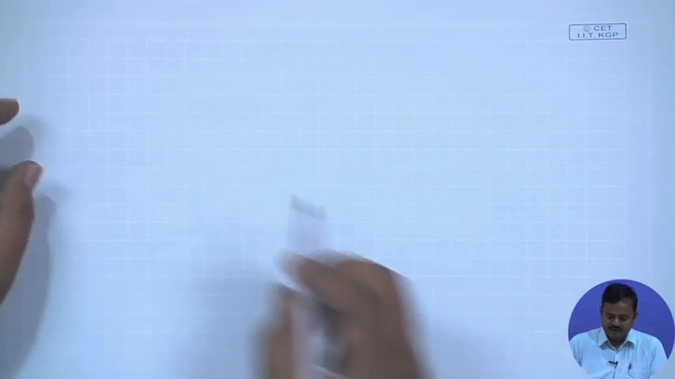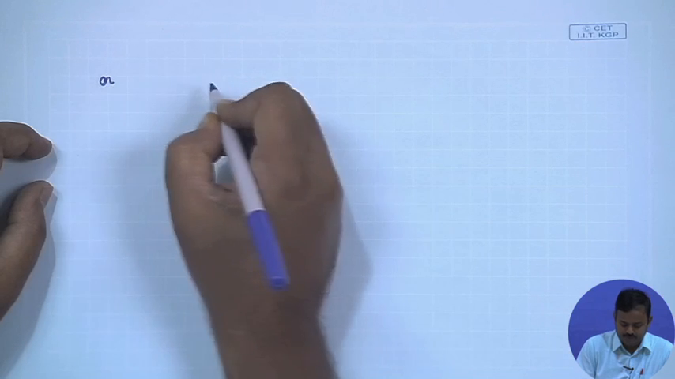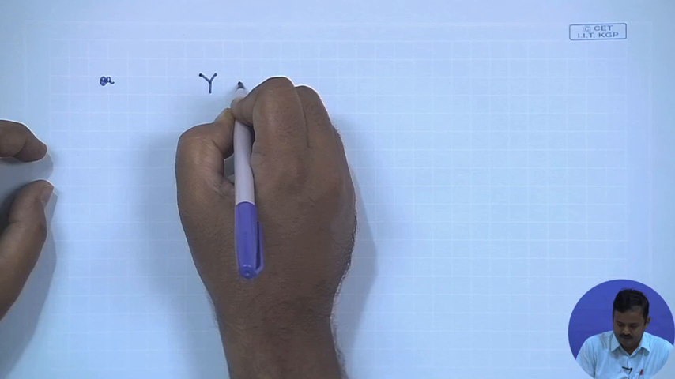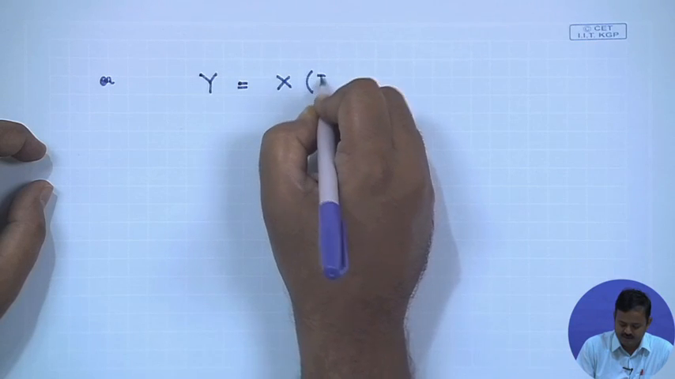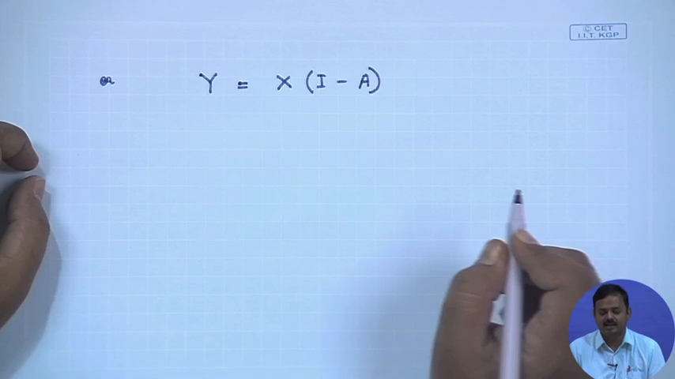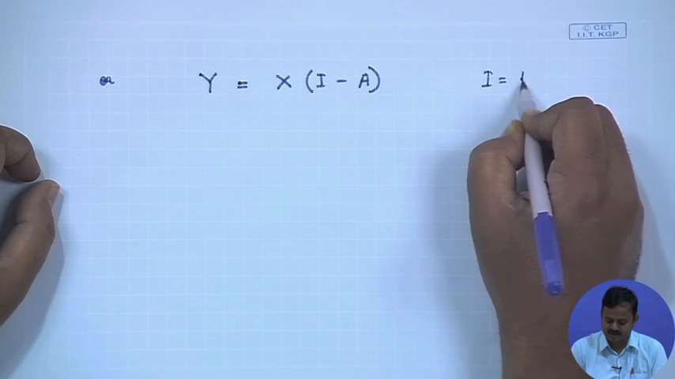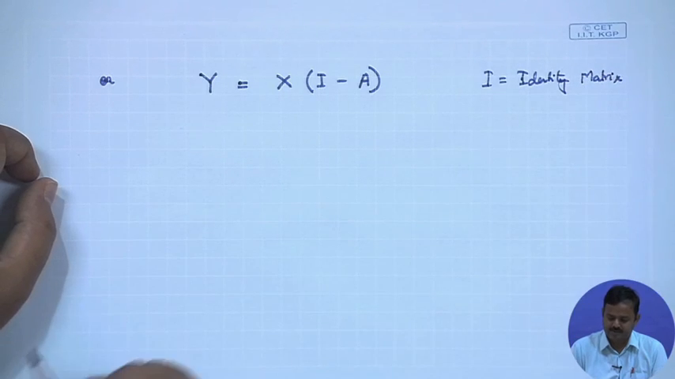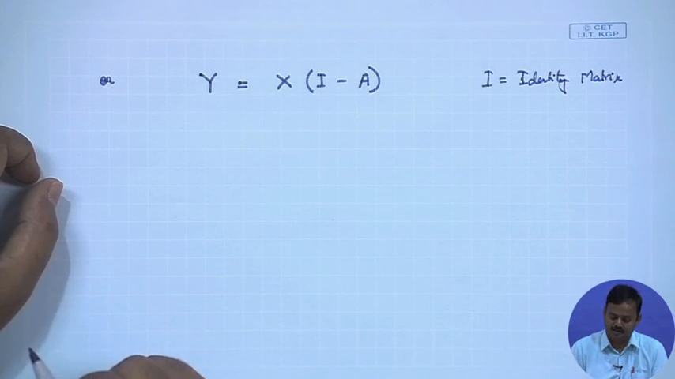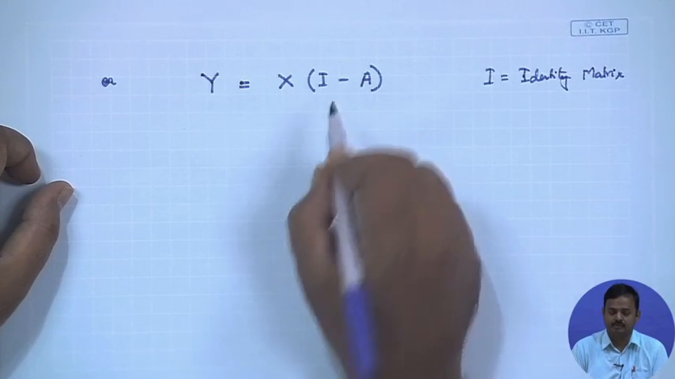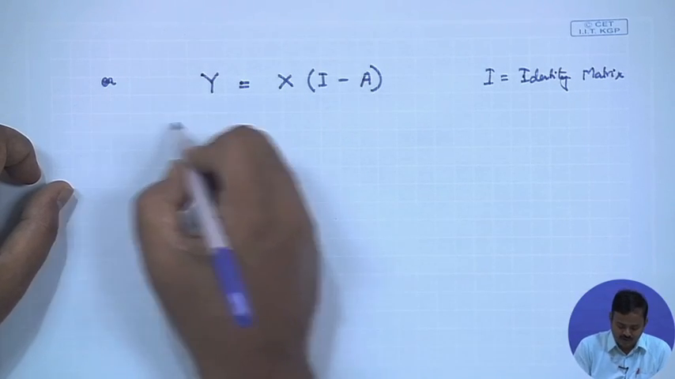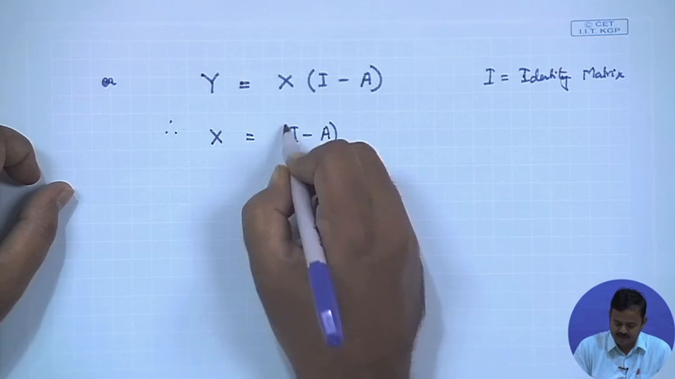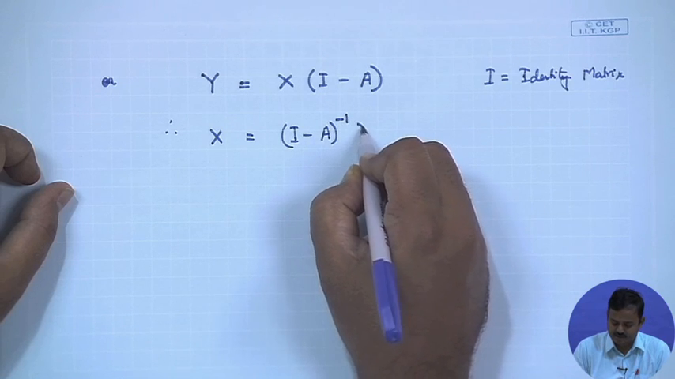What we would do with this one is, we will also write it in this form, that y is I minus A times x, where I, as we know, is the identity matrix. Okay? So, I is the identity matrix, clear, and the same size as A. It has to be. Okay. So, therefore, what is x going to be? x is going to be the inverse of I minus A times y.